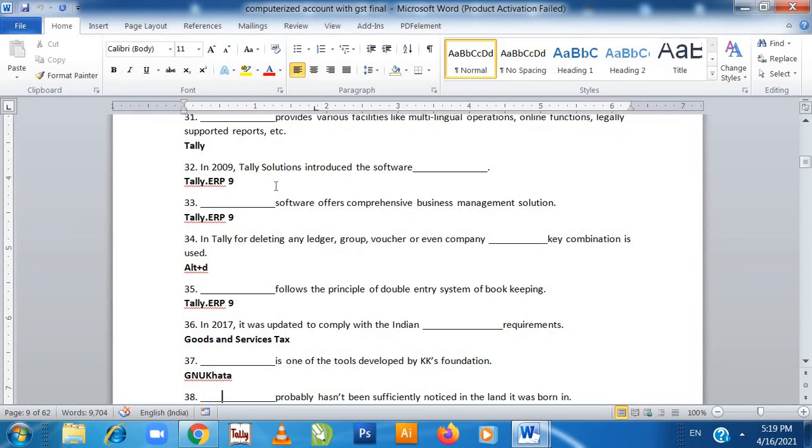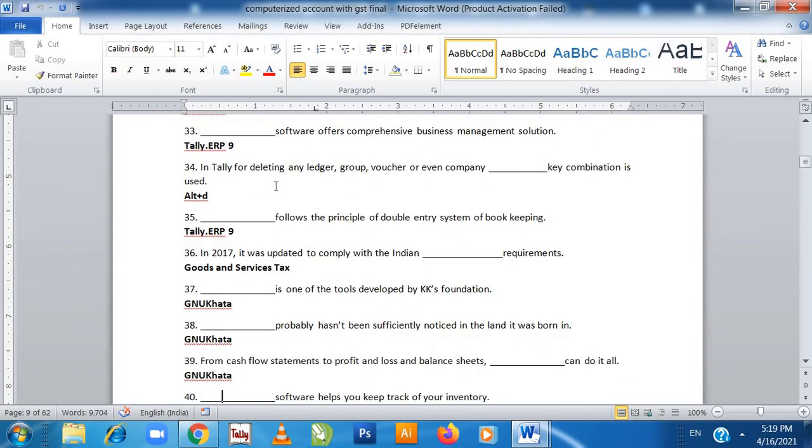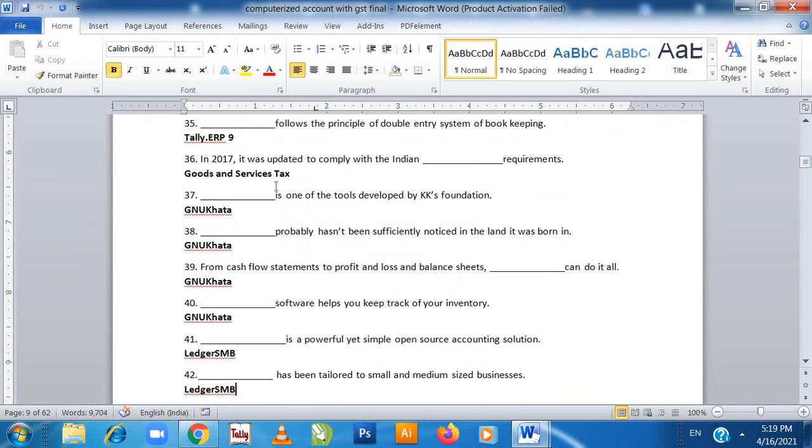Dash is one of the tools developed by KK Foundation, that is JNU Khata. Dash probably hasn't been sufficiently noticed in the land it was born in, answer is JNU Khata. From cash flow statement to profit and loss and balance sheet, Dash can do it all, answer is JNU Khata. Dash software helps keep track of your inventory, that is JNU Khata.